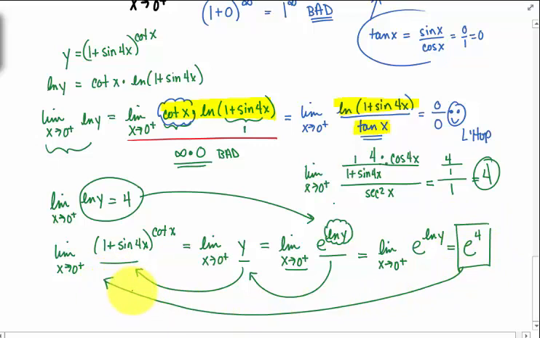I know this is a little bit complicated. We're going to do one more example. Make sure you're taking notes, and we'll discuss this in class as well.